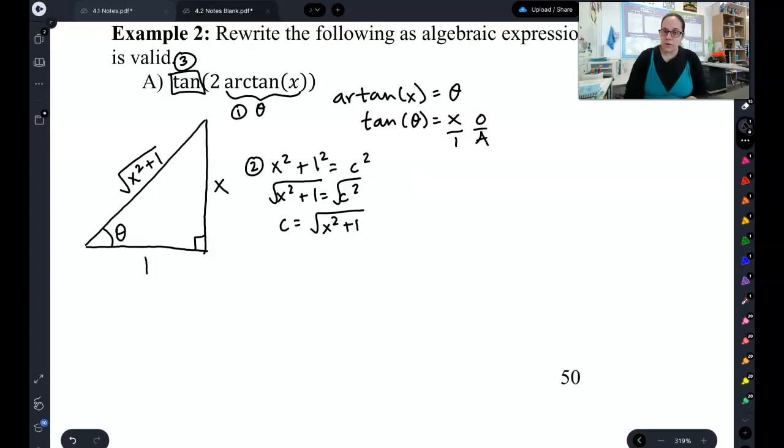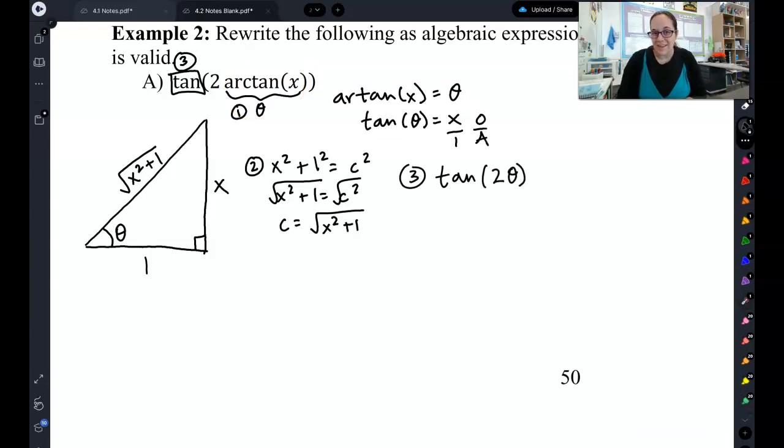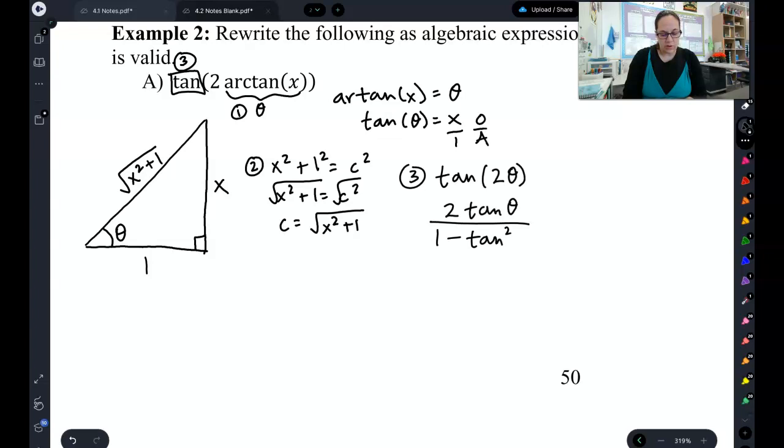Now, this one we do need to be a little careful of because we have that 2. So on step 3, we're going to rewrite this as actually tangent of 2 theta. Basically, I made all of this, substituted that for my theta. Hopefully you will recognize this is a double angle identity. So I use my double angle identity to change tangent of 2 theta to 2 tangent of theta over 1 minus tangent squared of theta.